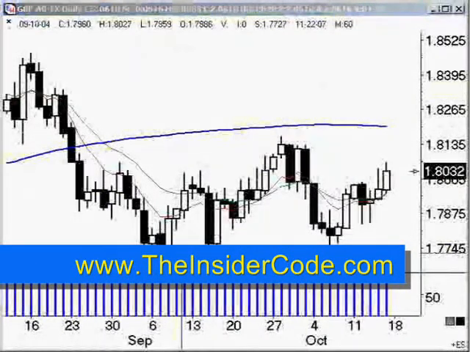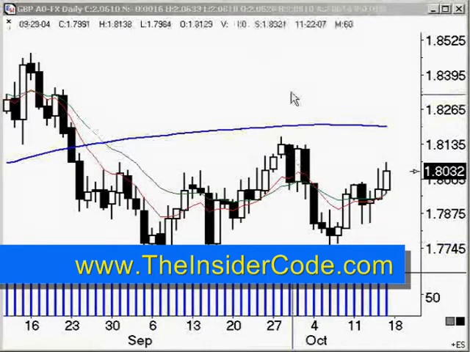Okay, so those are the basic concepts. Looking for the hands, looking for the weave, understanding what they look like, understanding the tactics that we use in the weave, understanding the tactics that we use in a normal trending environment.